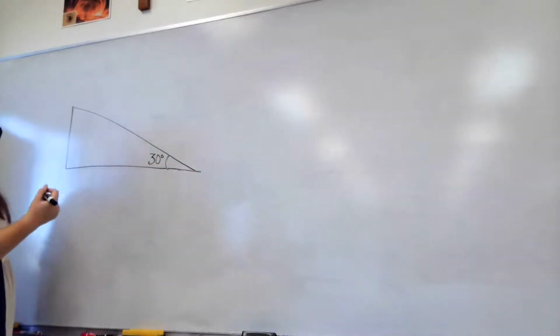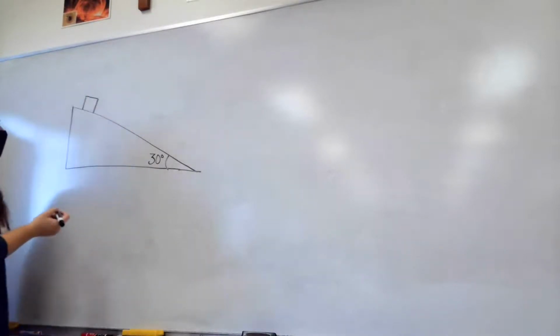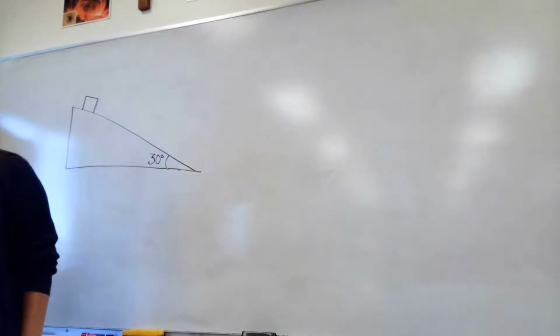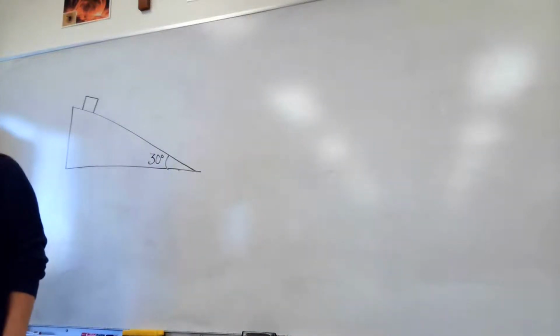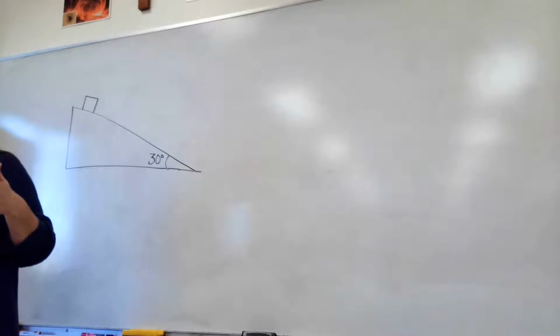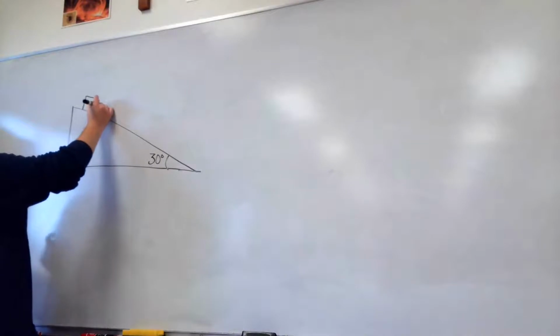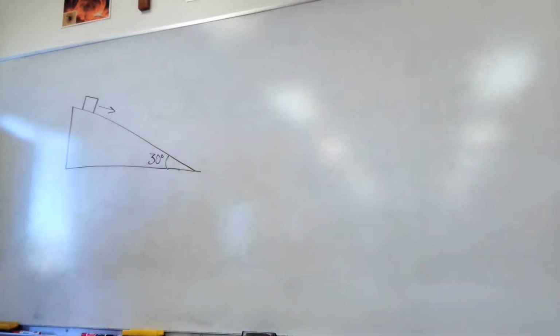Okay? And let's say we have a box sitting on our frictionless ramp. First question: if this ramp is frictionless, is the box going to be moving or standing still? It's going to be moving, because there's nothing to stop it from moving. We don't normally have frictionless ramps in real life, and so if we set a box on some sort of ramp, it generally doesn't move. If we take away the friction, it is going to slide. So this box is going to be moving down the slope.